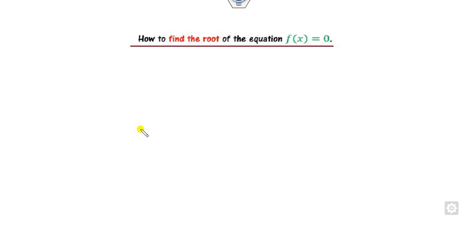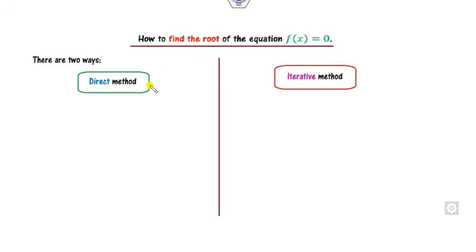How do you find the roots of the equations? There are two ways. One is the direct method, the second is the indirect method. This is also called the indirect method.